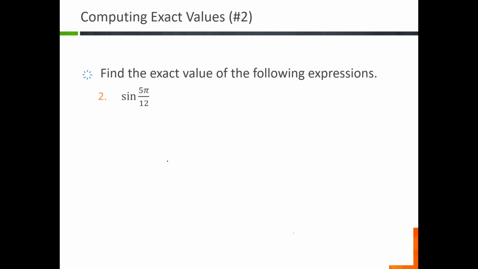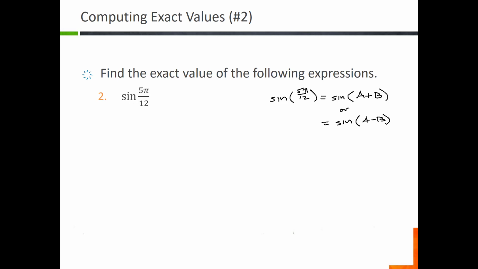There are several ways that we could approach this, but our thought process here is we want to figure out a way to rewrite the sine of 5 pi over 12 as the sine of either the sum of two values, or, if possible, as the difference of two values.